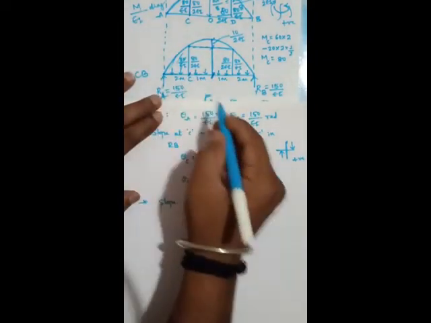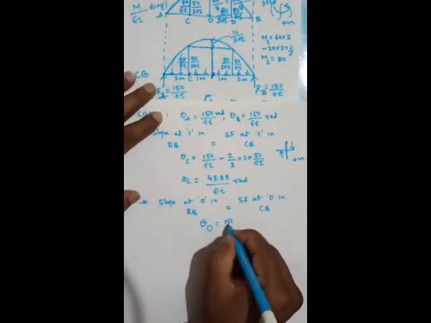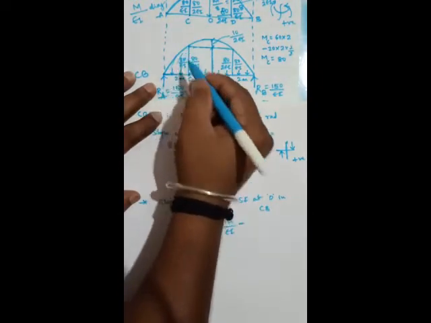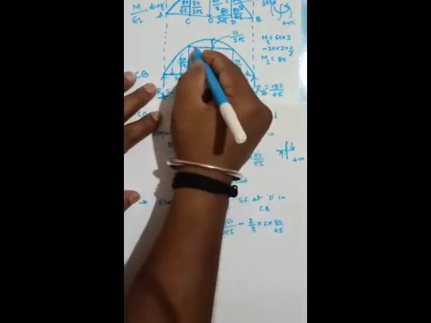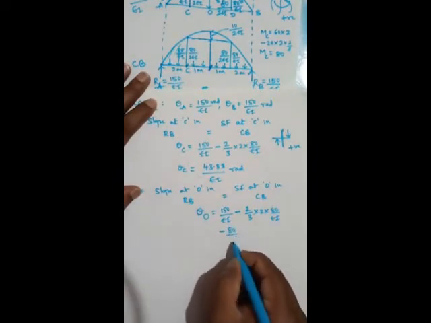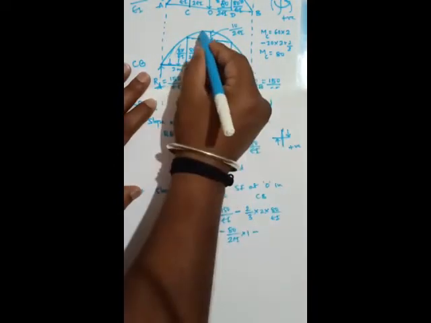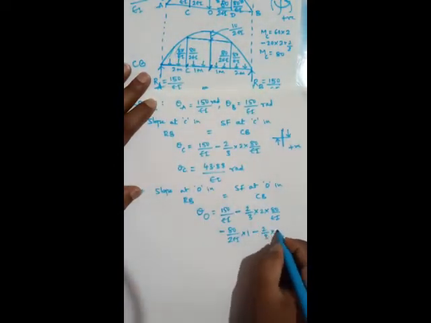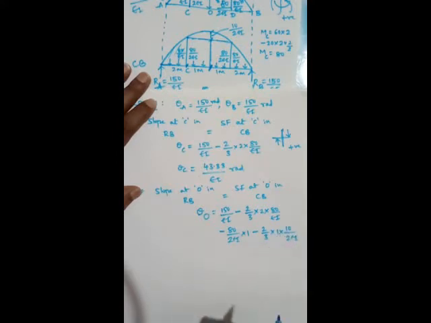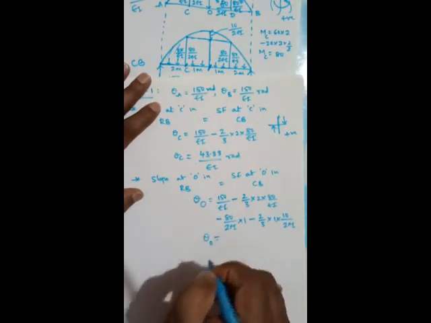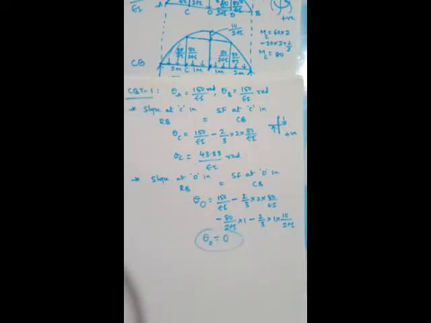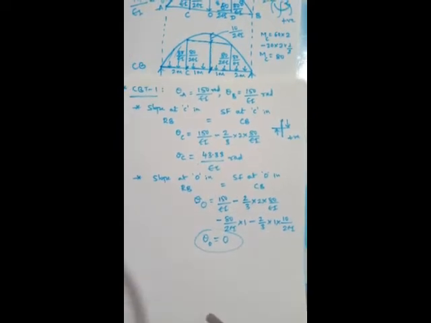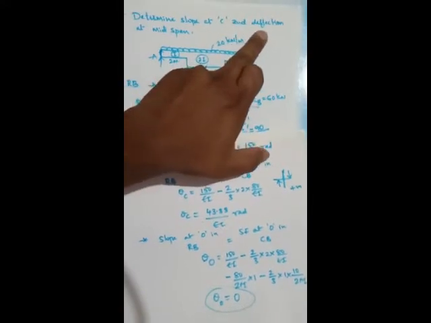So if I consider the left hand side, I will consider upward positive. So RA is 150 by EI, then minus this figure, 2/3 of base is 2 into height is 80 by EI, then this rectangle minus 80 by 2 EI into 1, minus this, 2/3 of base is 1 meter into height is 10 by 2 EI. Just check this, you should be getting this as 0. Theta O should be 0. According to that statement, at the point of maximum deflection, you should be getting slope 0.